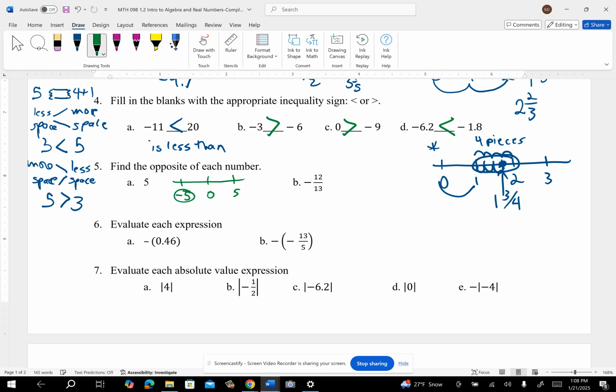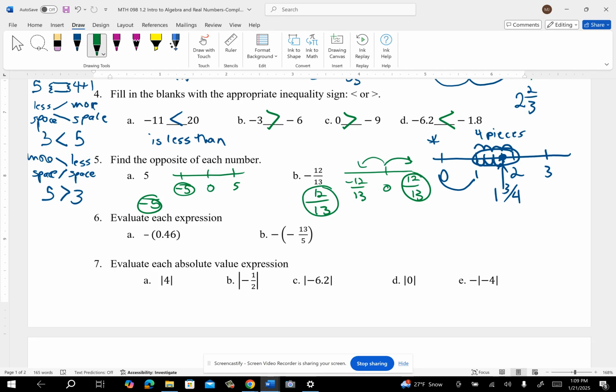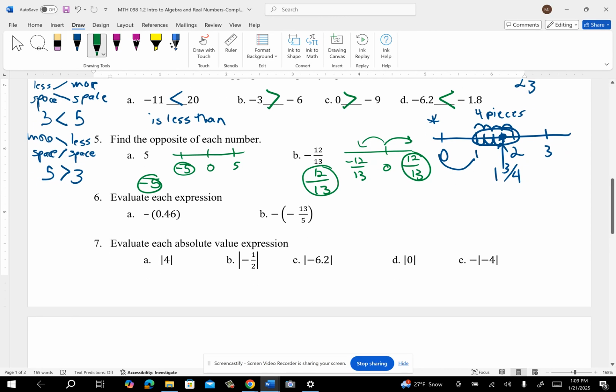So see how that would be negative 5. So your answer would be negative 5. Okay, if currently you're sitting over to the left here at negative 12/13, the opposite of that would be the number that's the same distance from 0 but on the right. Okay, in this case, so it would be 12/13. So it's just literally changing the sign. Okay, and they can ask it in words like they did on 5. Find the opposite of the number. But that's kind of what these symbols mean here.